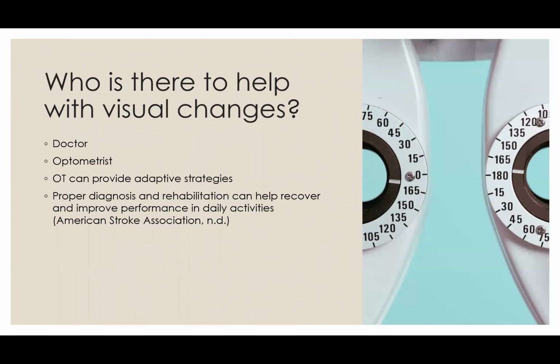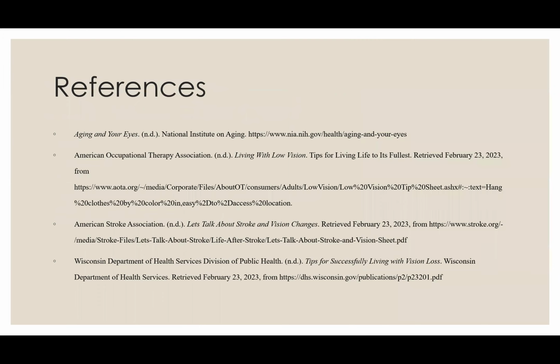So who's there to help when you have visual changes? You can visit your doctor, your optometrist, and an occupational therapist can help provide adaptive strategies similar to ones in this presentation, but also ones that are more specifically tailored to what you're needing. And it's just important to remember that proper diagnosis and rehabilitation can help recover and improve performance in daily activities. And then here are the references.